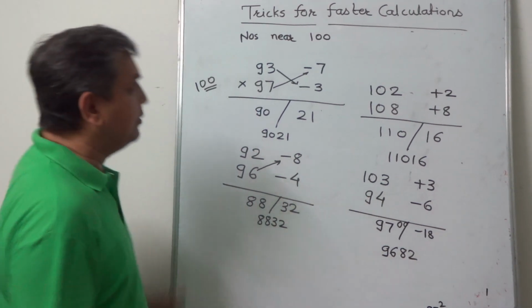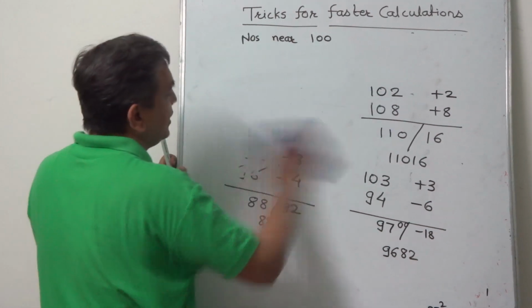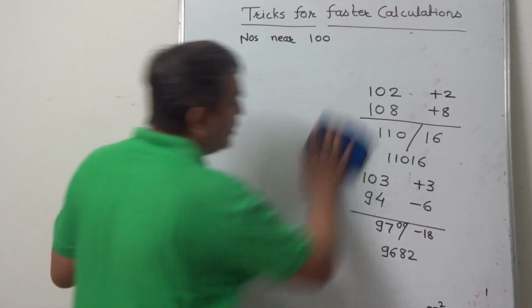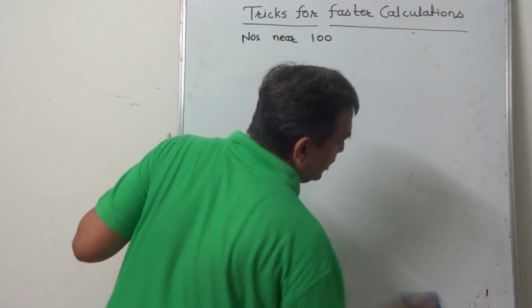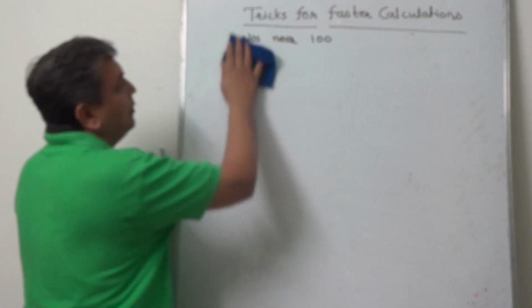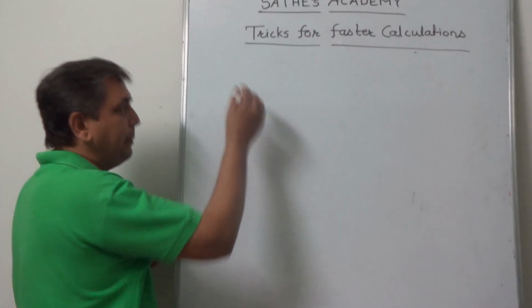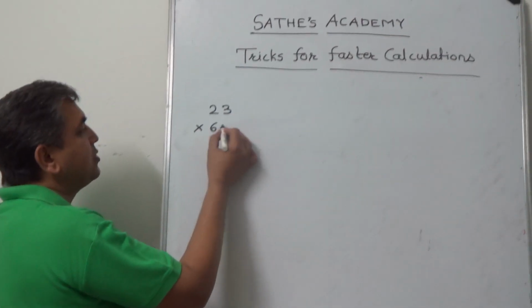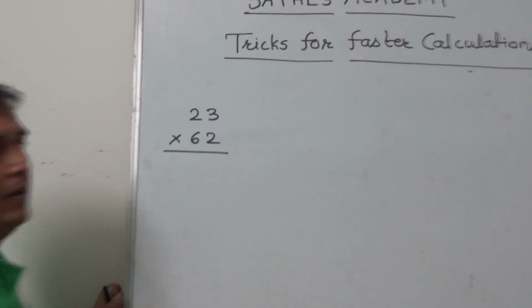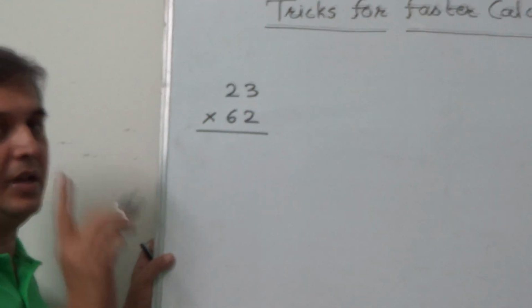And one more faster mathematics trick I am going to tell you, which is very important because it is general for any 2-digit number multiplication. We can use this trick. Prepare this well. 23 into 62. Students, we will try to find this answer in a single step.